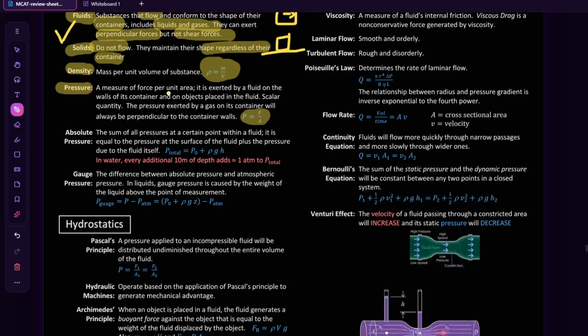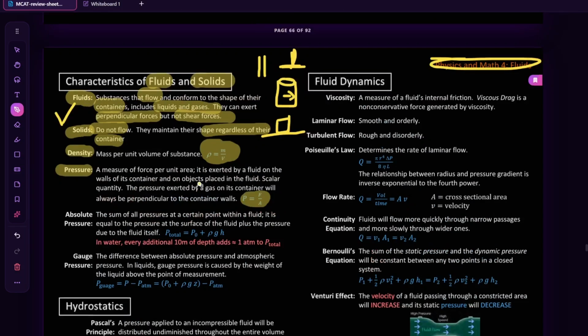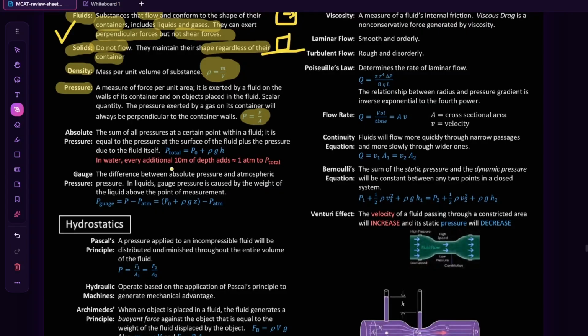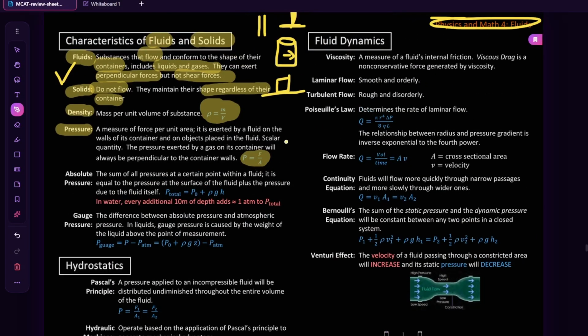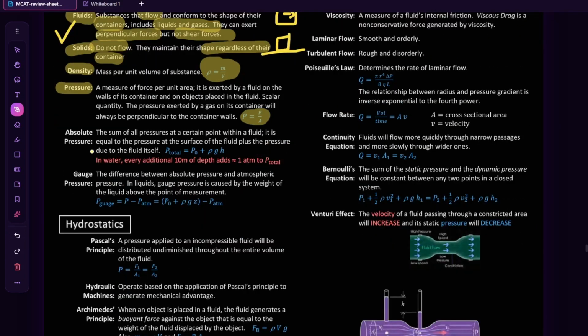So pressure is what a fluid exerts on the walls. Remember I talked about the walls of the container, holding it in, and anything sitting inside of it. The neat rule is that whenever a fluid pushes on something, it always pushes straight into the surface, perpendicular to it. So that's what we were reviewing up there, right? This is what it says: perpendicular to container walls.